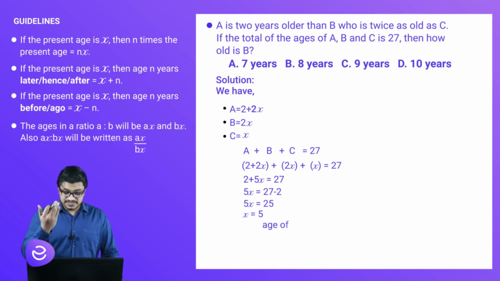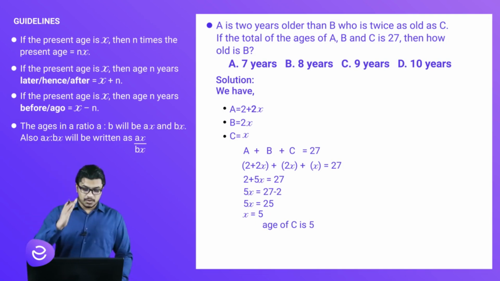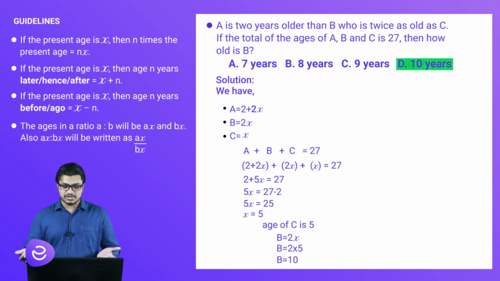Since the age of C is 5, we can substitute this into the older equation. We have B equals 2X. X we got as 5. So, B is equal to 2X, which is 2 into 5, which is 10. So, the age of B is 10. We have options here: 7 years, 8 years, 9 years, and 10 years. So, the answer option is D, which is 10 years.